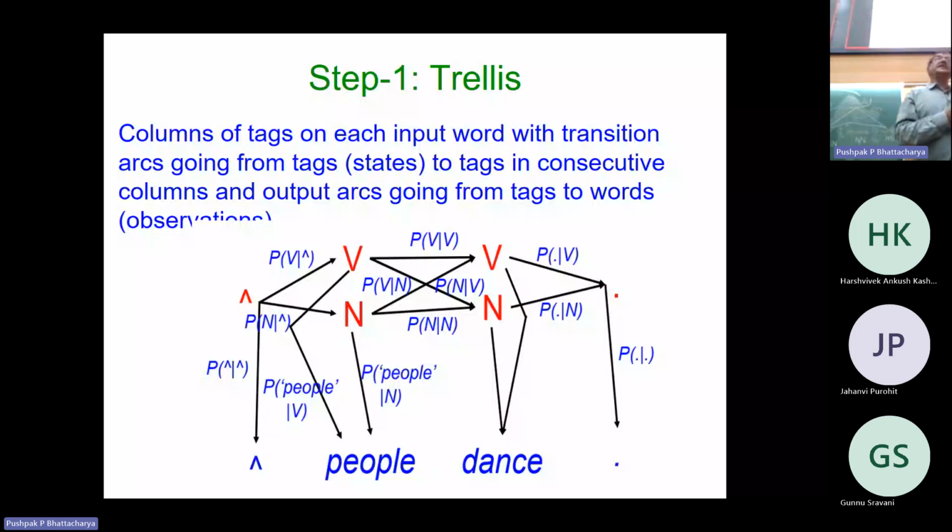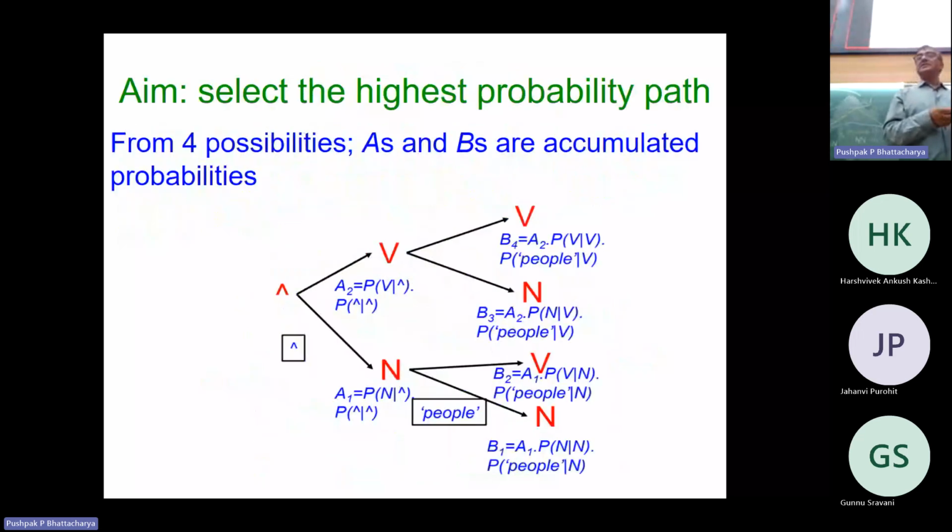So our aim is to select the highest probability path. From 4 possibilities, A's and B's are accumulated probabilities, let's say. Let us look at the diagram. From hat, we go to N or V, and we have the probabilities A1 and A2. How is A1 calculated? Probability of N given hat, the transition probability, into probability of the word given N, which is the lexical probability or the observation probability. A2 is probability of V given hat multiplied by the observation probability.